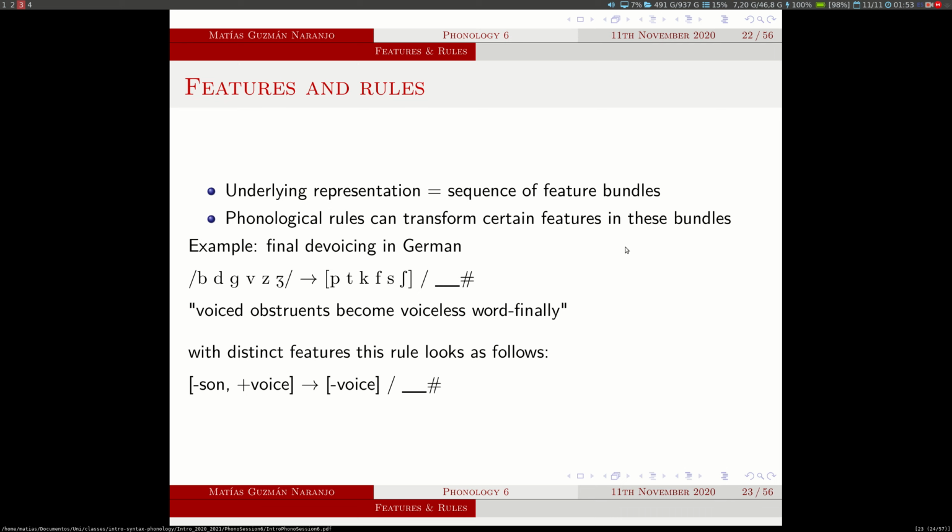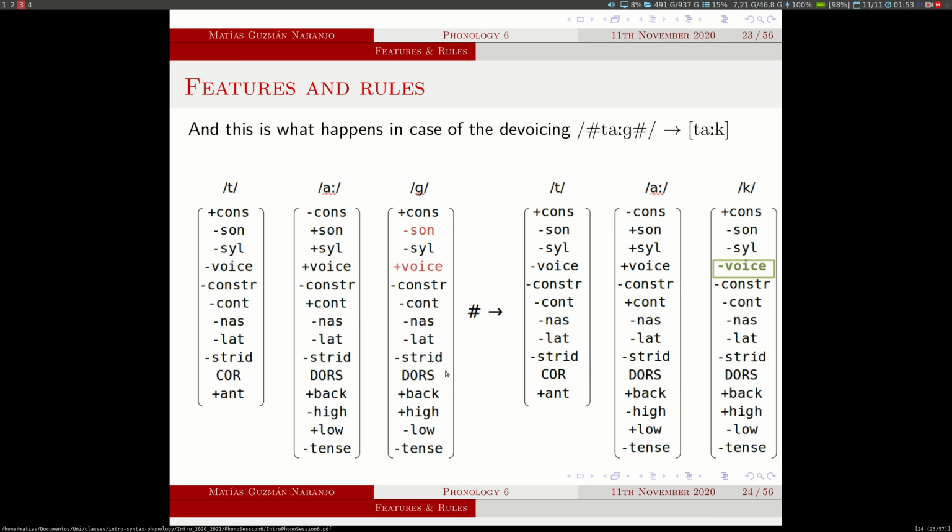A good example of this is final devoicing in German, where voiced consonants go to devoiced consonants, and basically the minus sonorant consonants. And this complete rule can be summarized this way. Basically, consonants which are not sonorant go to being voiceless in the pre-word boundary position. Here's an example with the word tag. The g becomes devoiced because it's in a word final position.